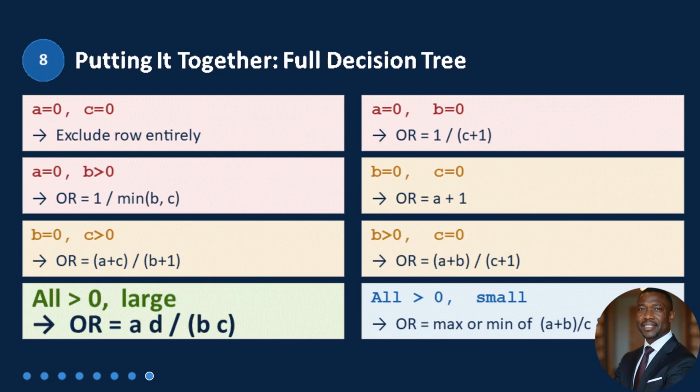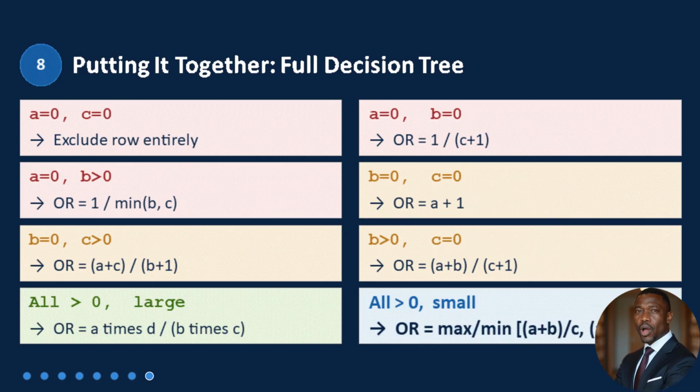When all cells are positive and both sample sizes are 30 or more, use the standard formula, A times D divided by B times C. Finally, when all cells are positive but one or both sample sizes are small, use either the maximum or minimum of the 2 adjusted odds ratios derived from the binomial samples.